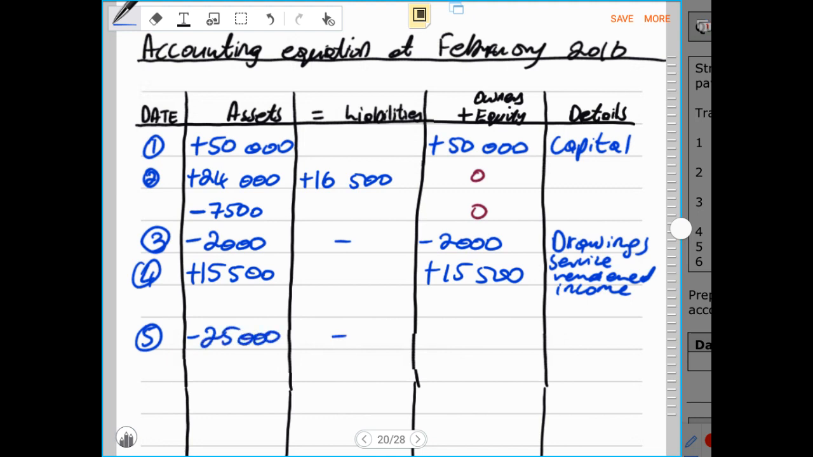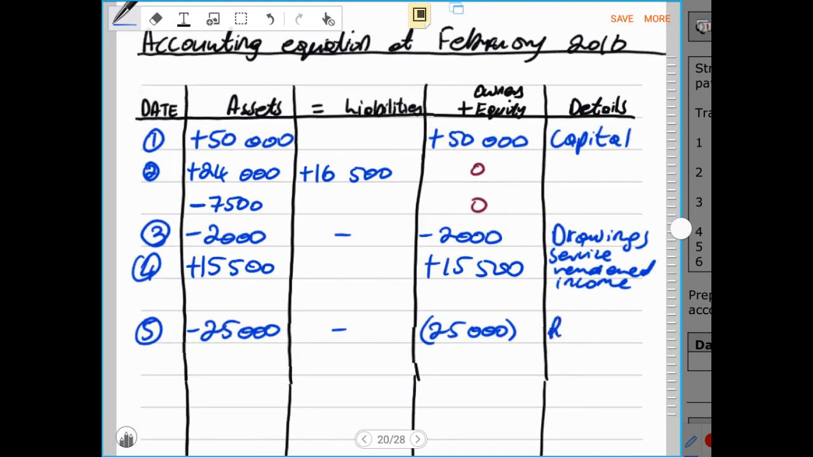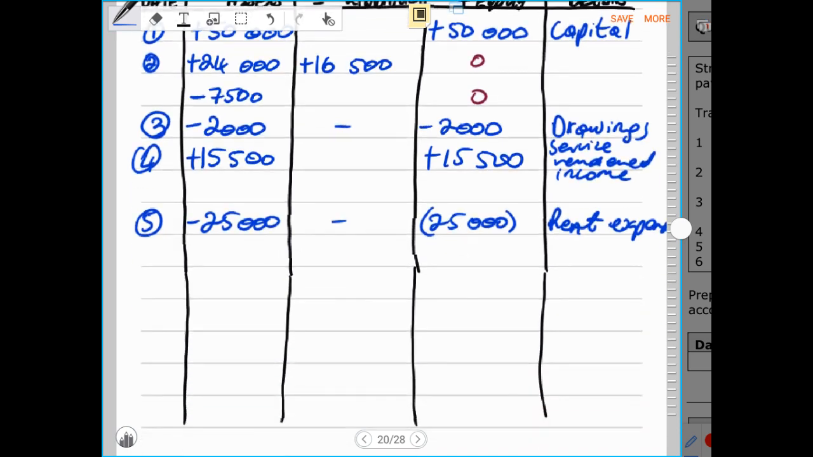And at the same time, our owner's equity will decrease by 25,000. And why will the owner's equity decrease by 25,000? It is because of one reason. This 25,000 is an expense, and as I mentioned to you, expenses decrease owner's equity. Expenses and drawings decrease owner's equity. Please make sure that you keep that principle.